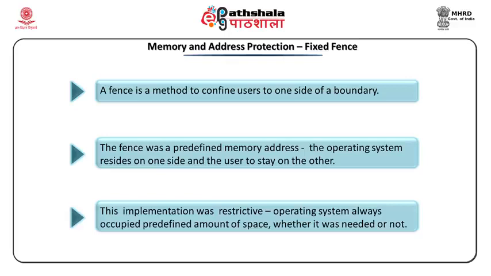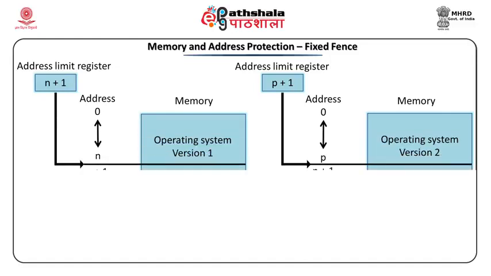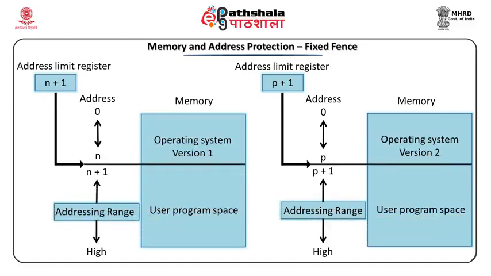Because of this drawback, there comes another mechanism called the variable fence register. What is the idea in this? If operating system version 1 is used, the address limit is 0 to n and n plus 1 to the rest of the area is used by the user program space. In another version of the operating system, 0 to p is used by the operating system and p plus 1 to the rest of the memory area is used by the user program. So, there is an address limit register which identifies the limit of the address space for the operating system and then for the user program.